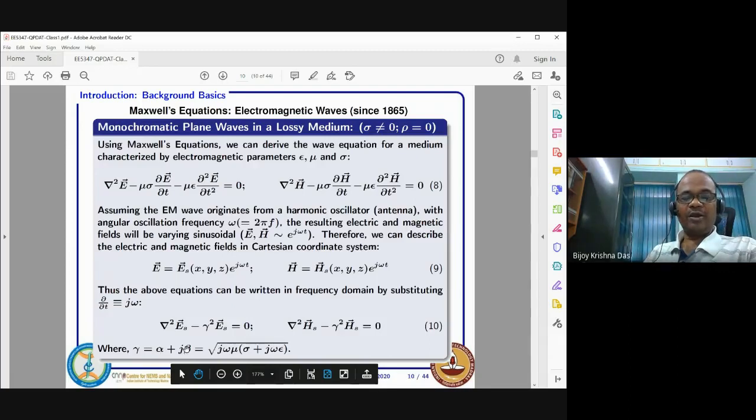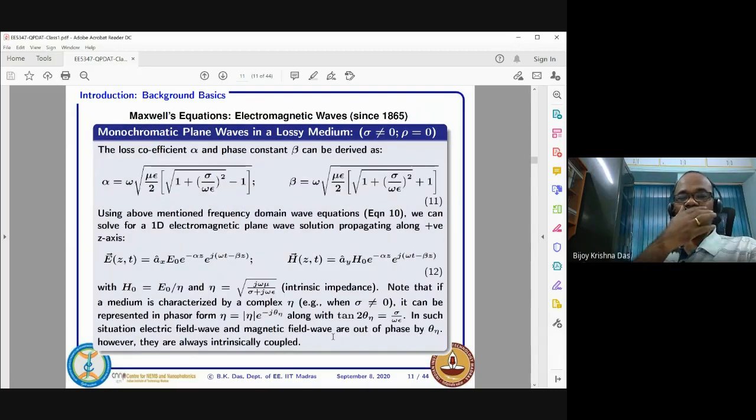That means you will have only an imaginary part here, j beta. That is possible when sigma equals 0. But in this case we are considering sigma not equal to 0. Once sigma is not equal to 0, alpha comes in. Otherwise, with sigma equal to 0, gamma will become just j beta, just an imaginary part. So alpha has a significance. Sigma actually contributes to alpha, and alpha in turn, you will see, comes like a loss.